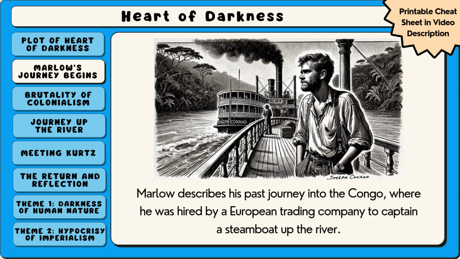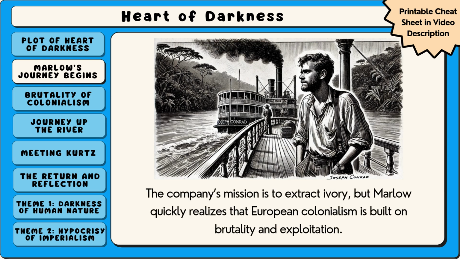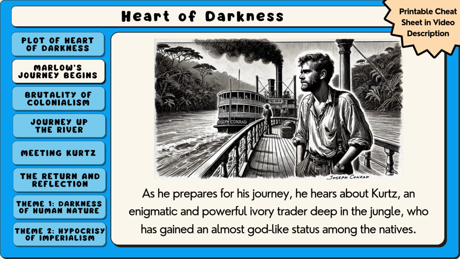Marlow describes his past journey into the Congo, where he was hired by a European trading company to captain a steamboat up the river. The company's mission is to extract ivory, but Marlow quickly realizes that European colonialism is built on brutality and exploitation. As he prepares for his journey, he hears about Kurtz, an enigmatic and powerful ivory trader deep in the jungle, who has gained an almost godlike status among the natives.